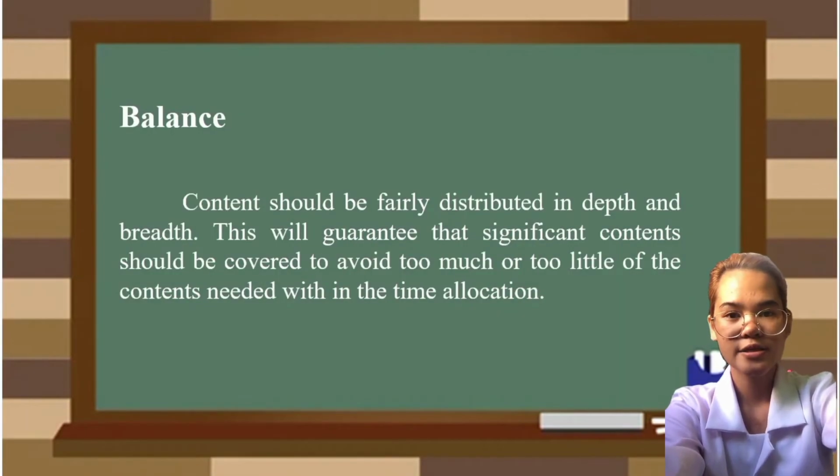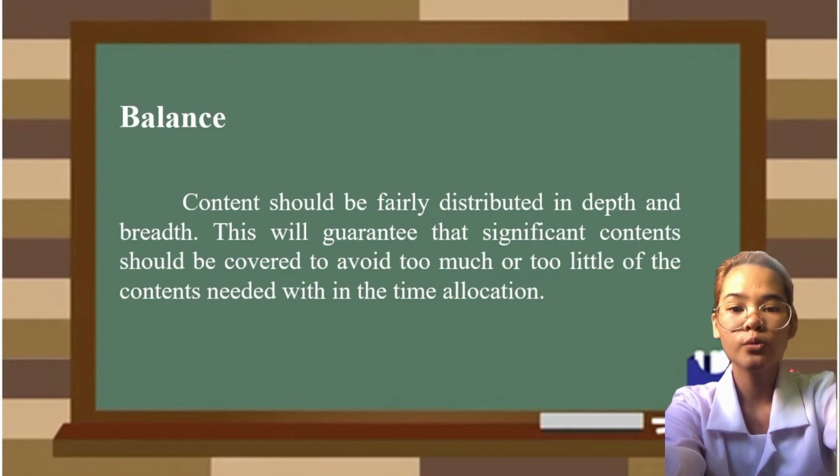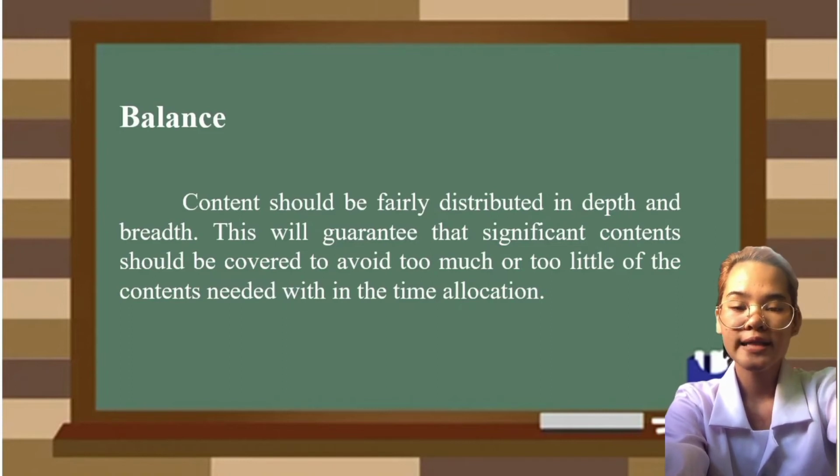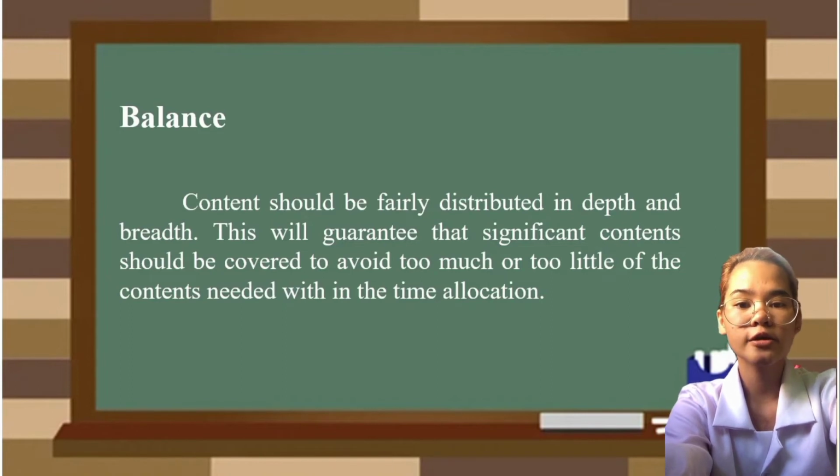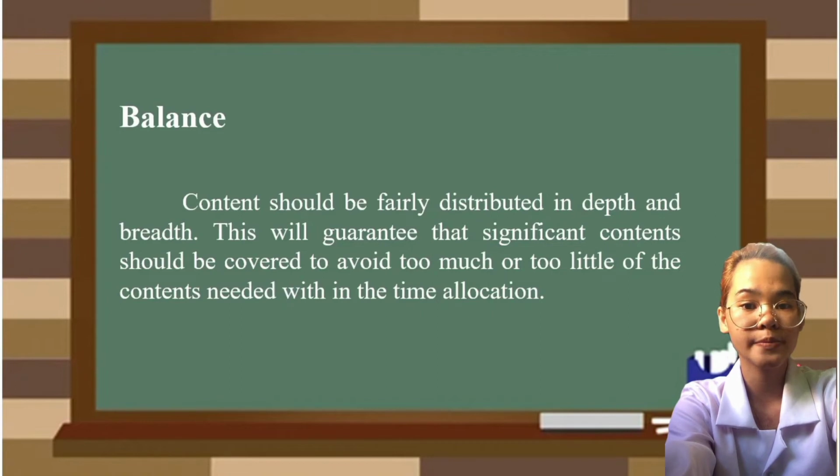So, balance. Content should be fairly distributed in depth and breadth. This will guarantee that significant content is covered, to avoid too much or too little of the contents needed within the allocation. So, the term balance refers to the fact that the curriculum is evenly spread over the whole learning area or the discipline.